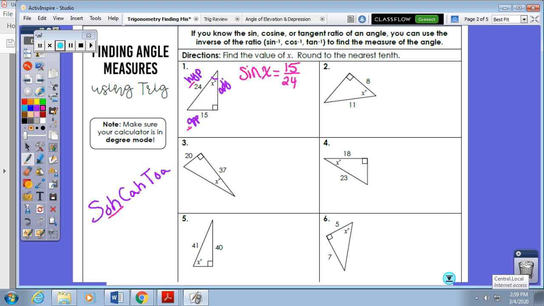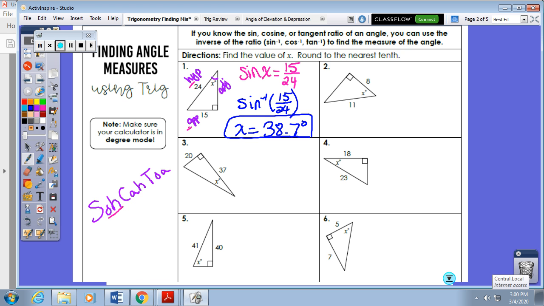Okay, so in order to find out the angle measure, we're going to use sine inverse. So you're going to use the button on your calculator that's sine inverse of 15 divided by 24. And then when you plug that in, you're going to get x equals 38.7 degrees, to the nearest tenth.